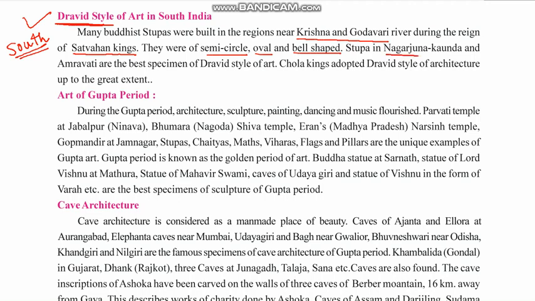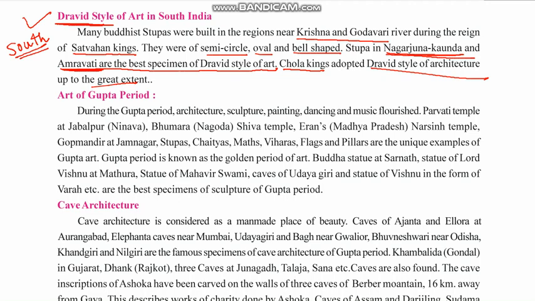Stupas in Nagarjunakonda and Amravati are the best specimens of Dravidian architecture. So the stupas built at Nagarjunakonda in the southern side of India and Amravati are considered some of the best architectural specimens. The Chola kings adopted the Dravidian style of architecture. The Chola kings, who came later, also accepted the Dravidian style of architecture to a great extent.